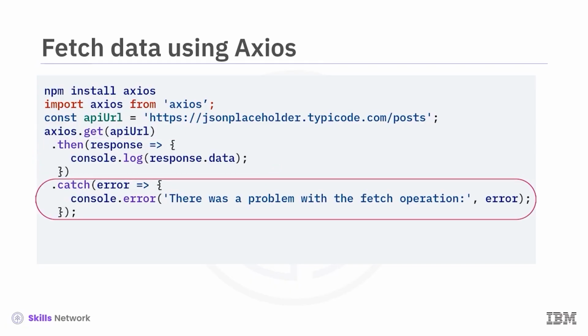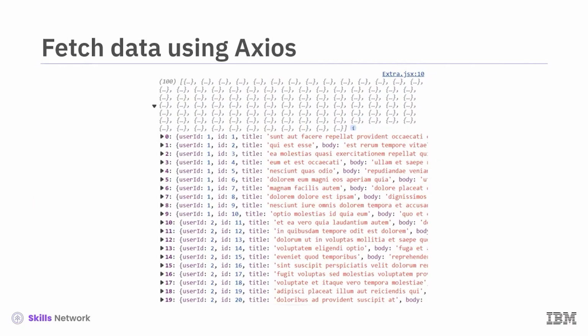You add a catch method to the chain to deal with errors during the fetch process. This code generates the same output, but less is executed.